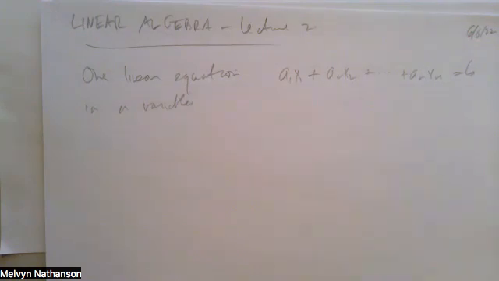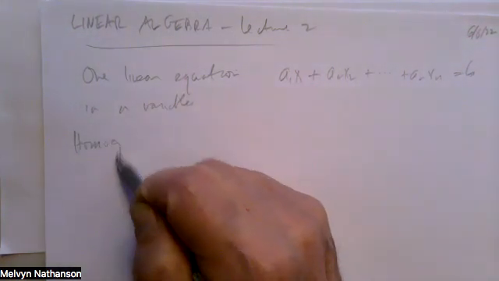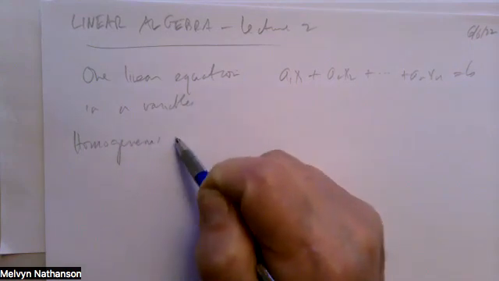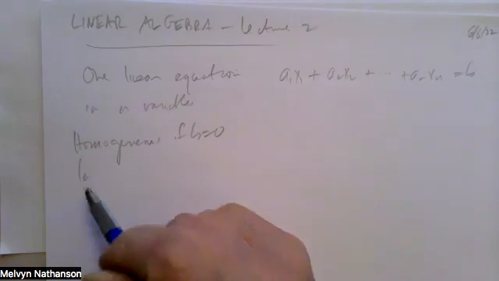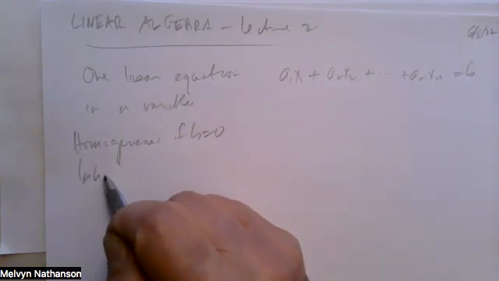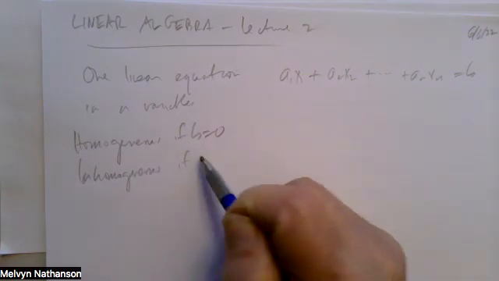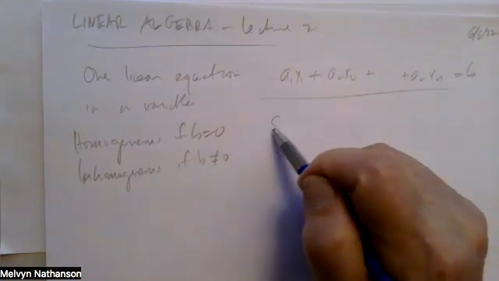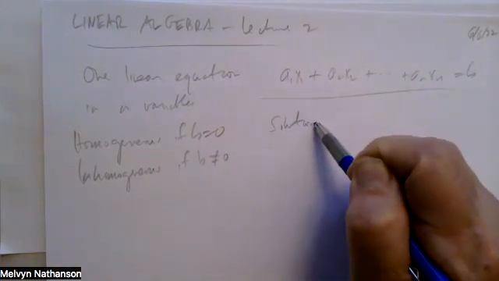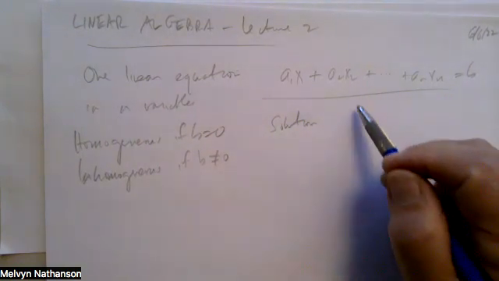You can have any positive number of variables. This equation is called homogeneous if b is equal to 0, and inhomogeneous if b is not equal to 0. And we write a solution in the form of an n-dimensional column vector.